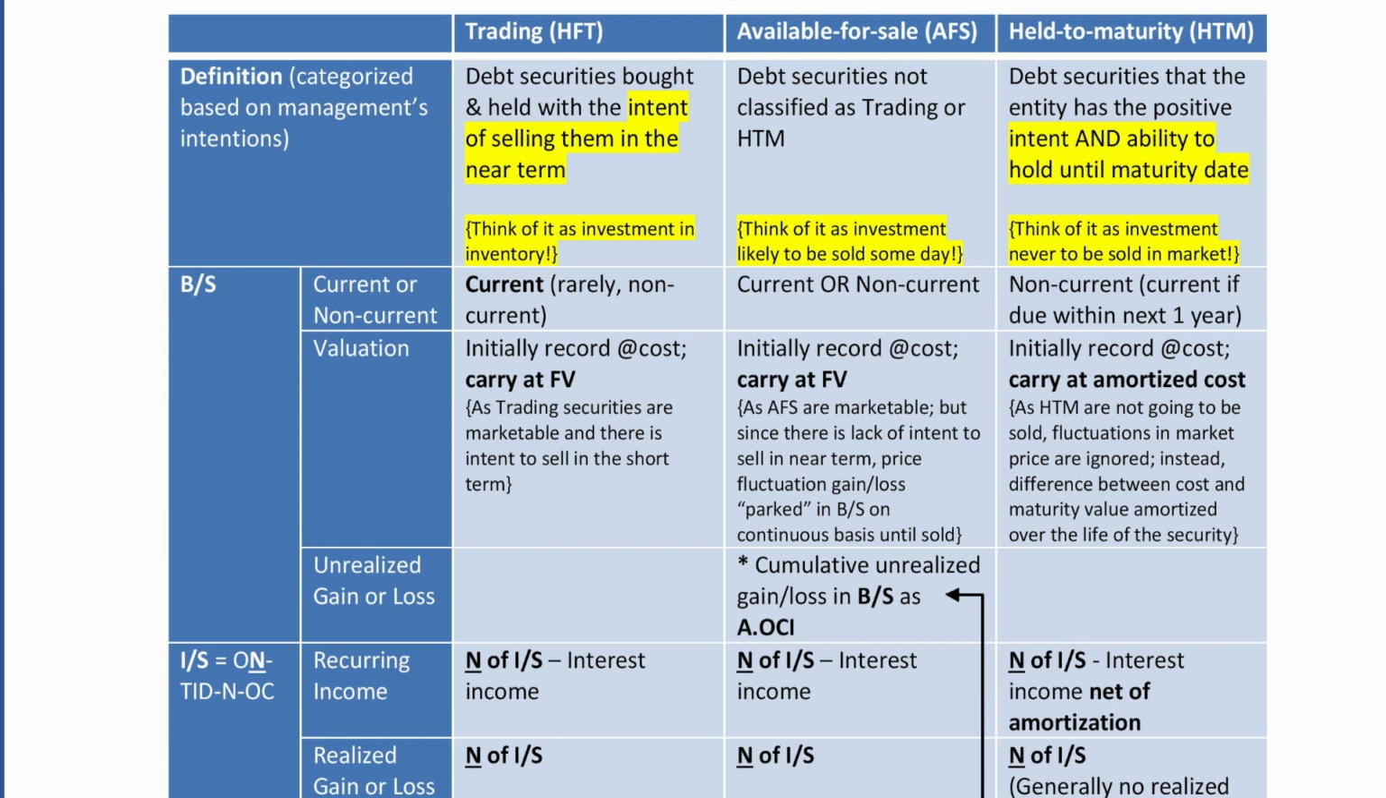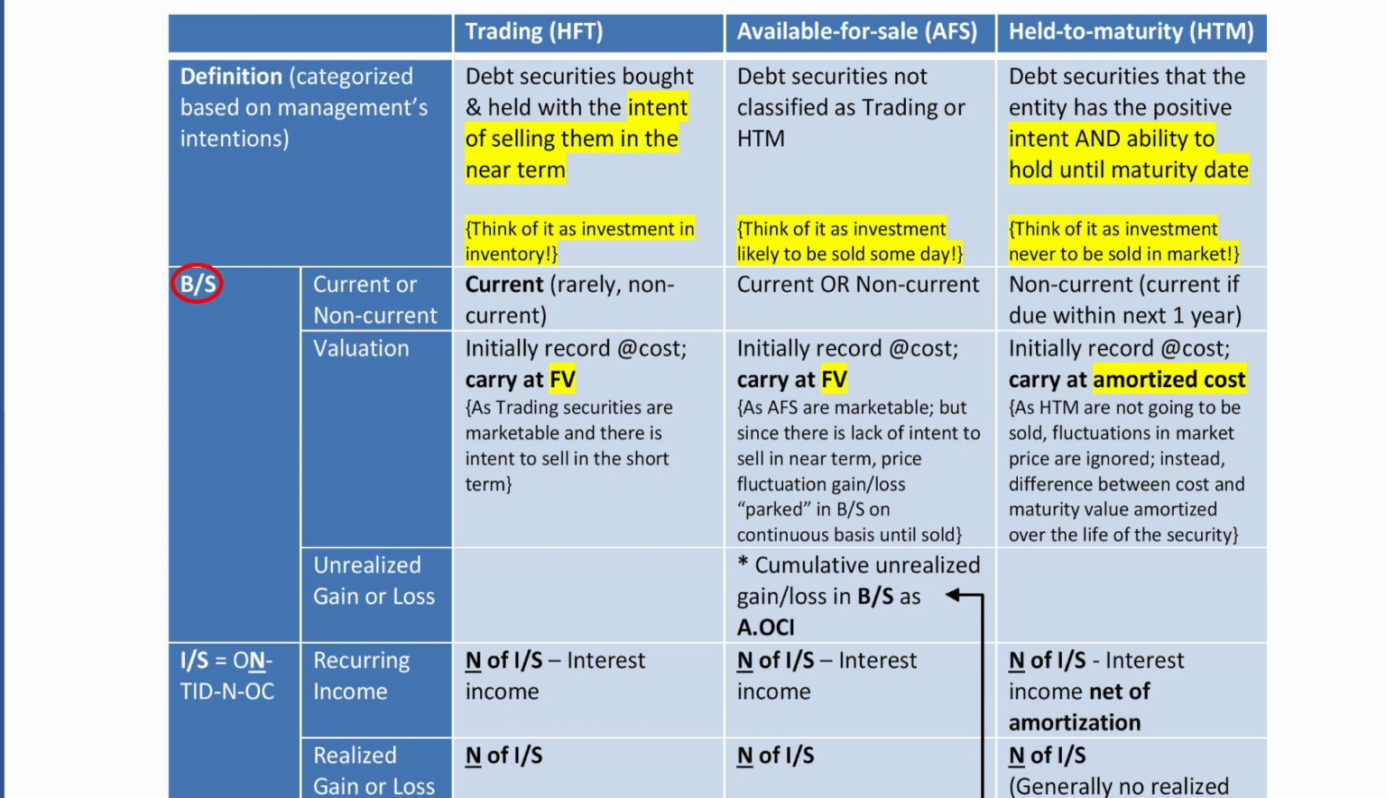Now, talking about accounting for all these three different types of debt securities, circle balance sheet. On the balance sheet, held for trading securities are carried at fair value. Available for sale securities, again, are carried at fair value. However, held to maturity debt securities are carried on the balance sheet at amortized cost.